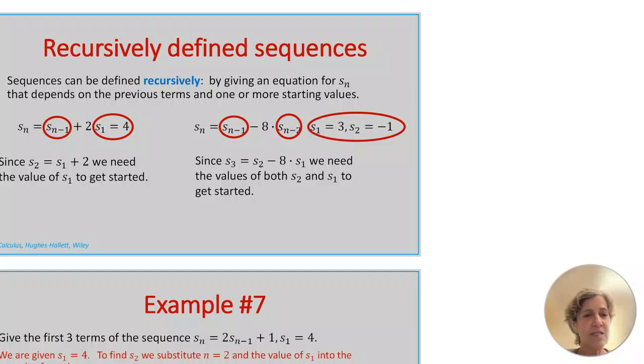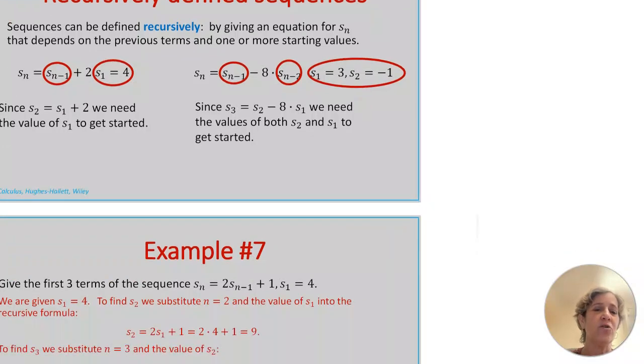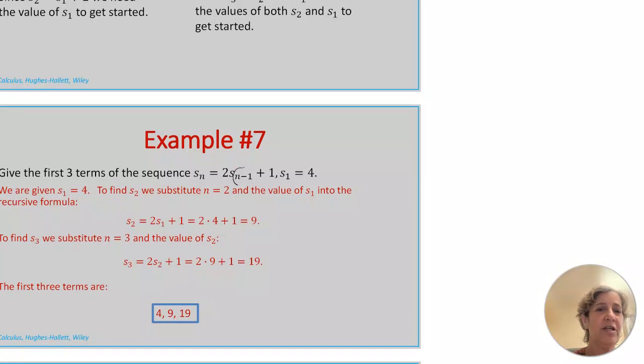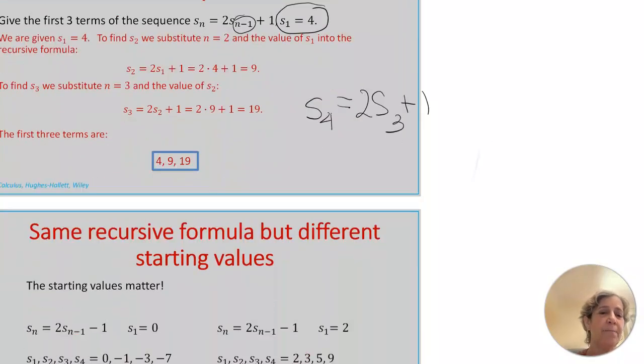But some sequences are so complicated that we can't have what we call an explicit formula. So we have to define it recursively. So we use this notation, s sub n minus 1 means the term before it. So notice in a recursive definition, you have to be given a starting point. So they tell us the first term is 4, and then every term is 2 times the previous term plus 1. So going on to the next term, s sub 4 would be 2 times the previous term, which is the third term, plus 1, and so on.